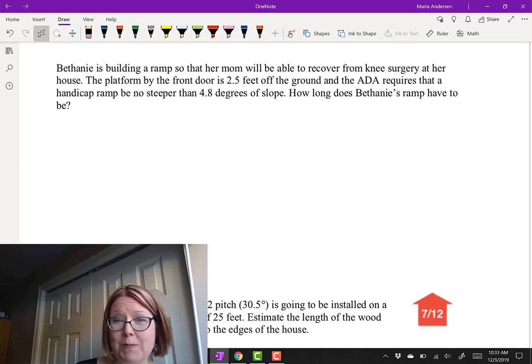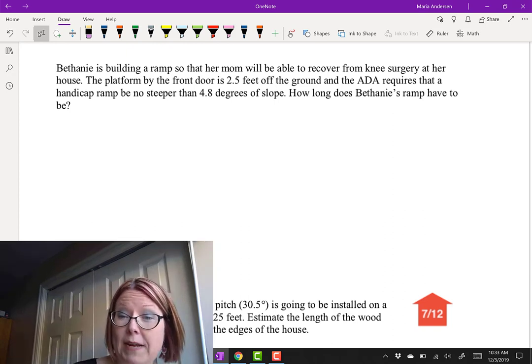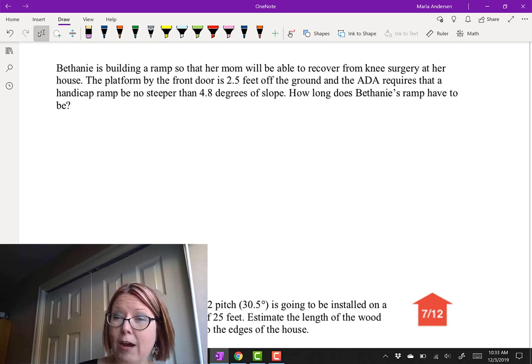In each of these problems, I'd like you to read the problem and see if you can draw the triangle that results from the scenario. So here's the first one. Bethany is building a ramp so that her mom will be able to recover from knee surgery at her house. The platform by the front door is 2.5 feet off the ground, and the ADA requires that a handicap ramp be no steeper than 4.8 degrees, so slope. How long does Bethany's ramp have to be? Pause the video and see if you can draw a picture for this.